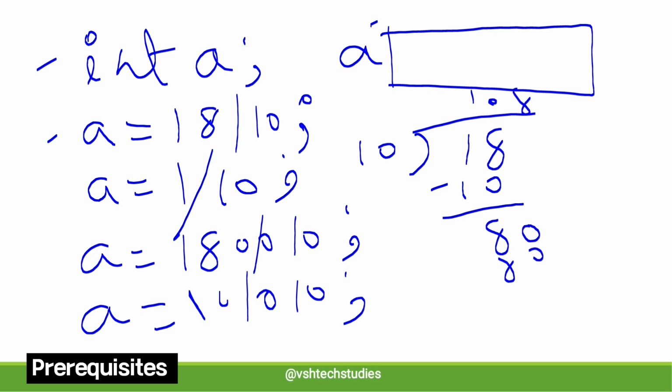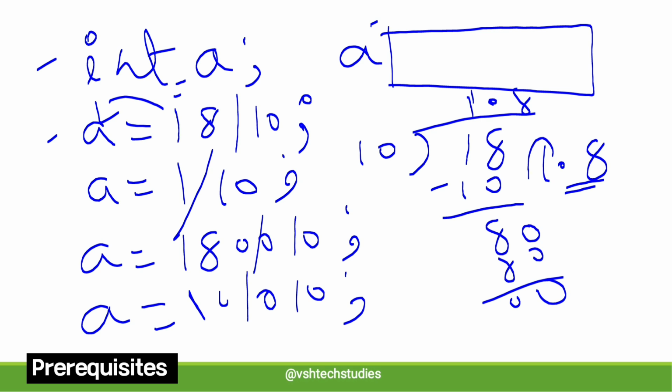10 eights are 80. So what is the answer here? 1.8. So that 1.8 must be saved in a. But a is integer type, so this 0.8 cannot be saved. It will save only the integer part and hence a will be 1. Okay. So that is the output of this single statement. a equal to 18 divided by 10 means a will be having 1.